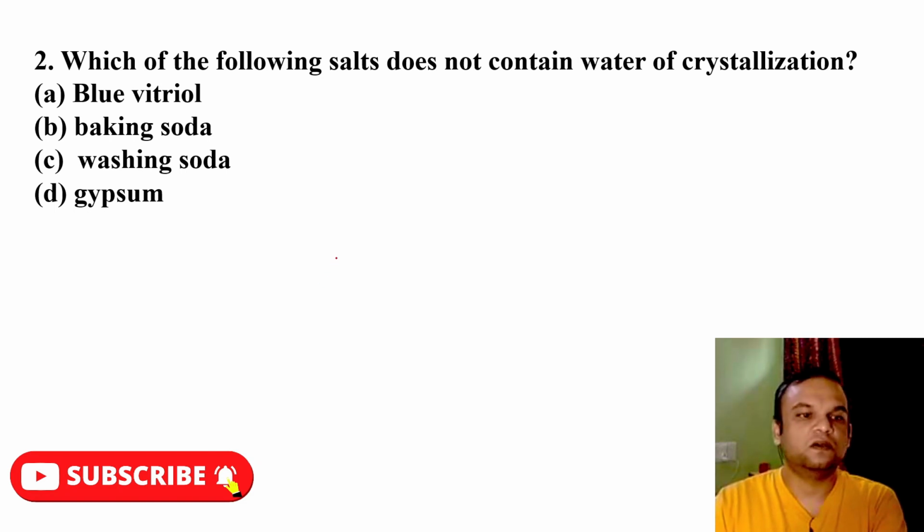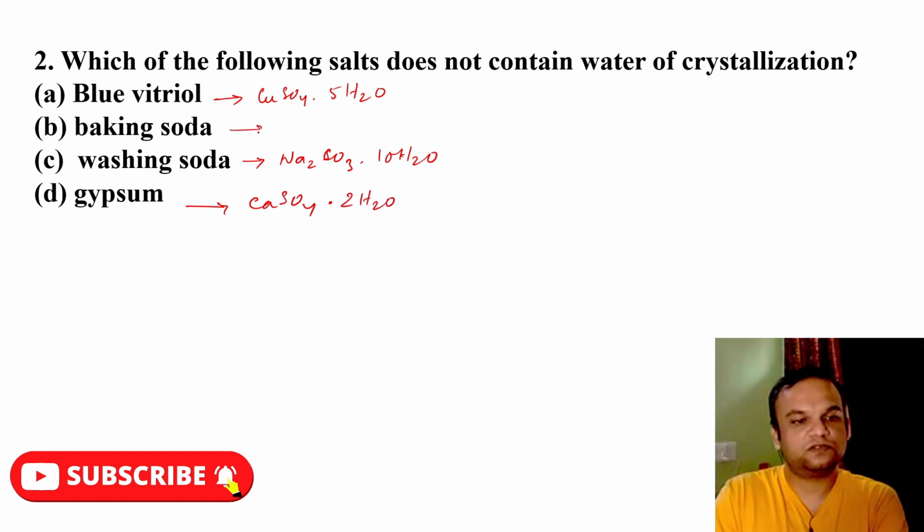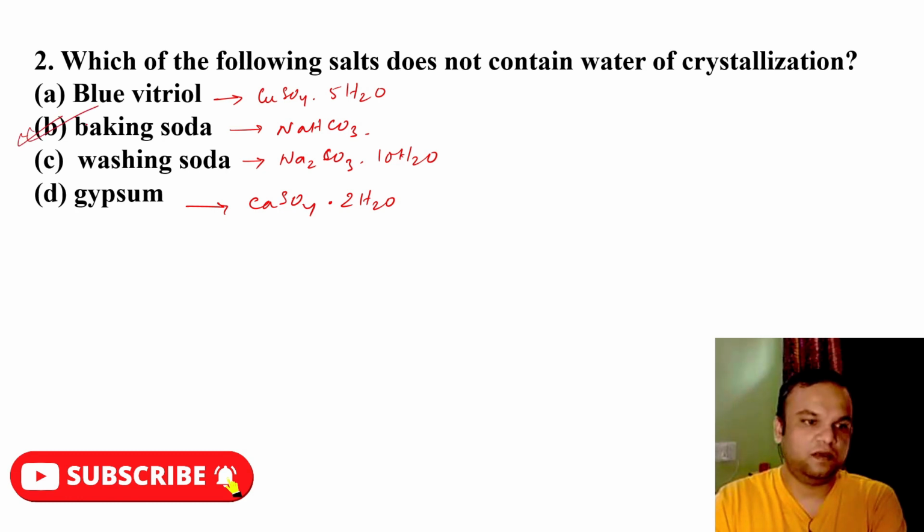Our next question says, which of the following salts does not contain water of crystallization? Here the first option is blue vitriol. Blue vitriol is copper sulfate, CuSO4. It contains 5 molecules of water of crystallization. Washing soda, its formula is Na2CO3. It contains 10 molecules of water of crystallization. Gypsum, it is calcium sulfate and it is having 2 molecules of water of crystallization, whereas baking soda, it is NaHCO3 and it does not contain any water of crystallization. So answer of this question will be baking soda.